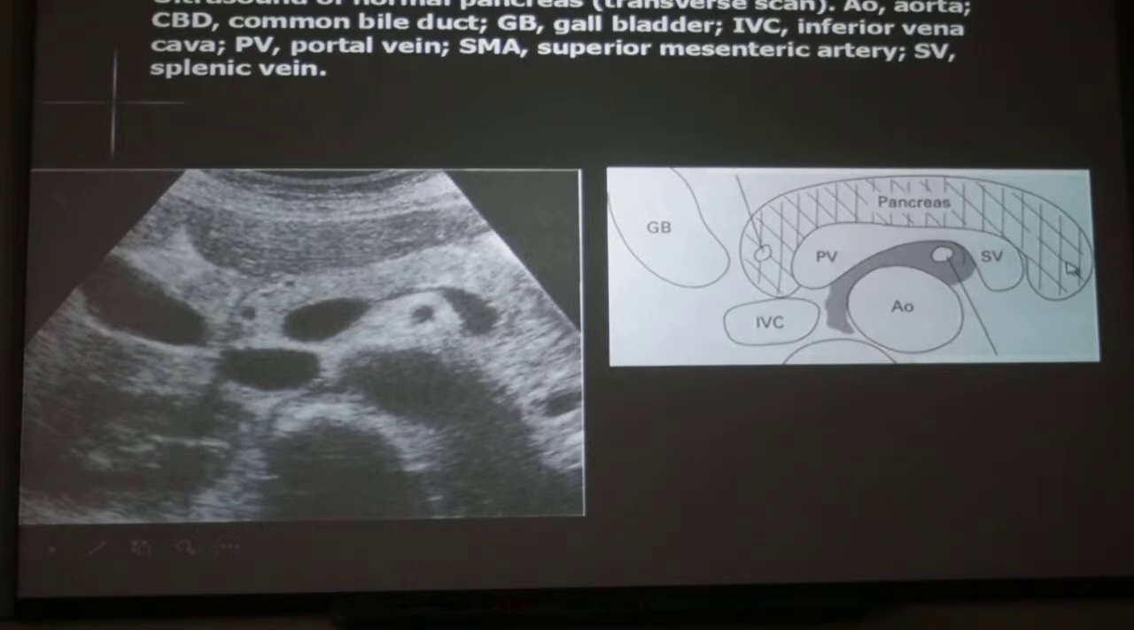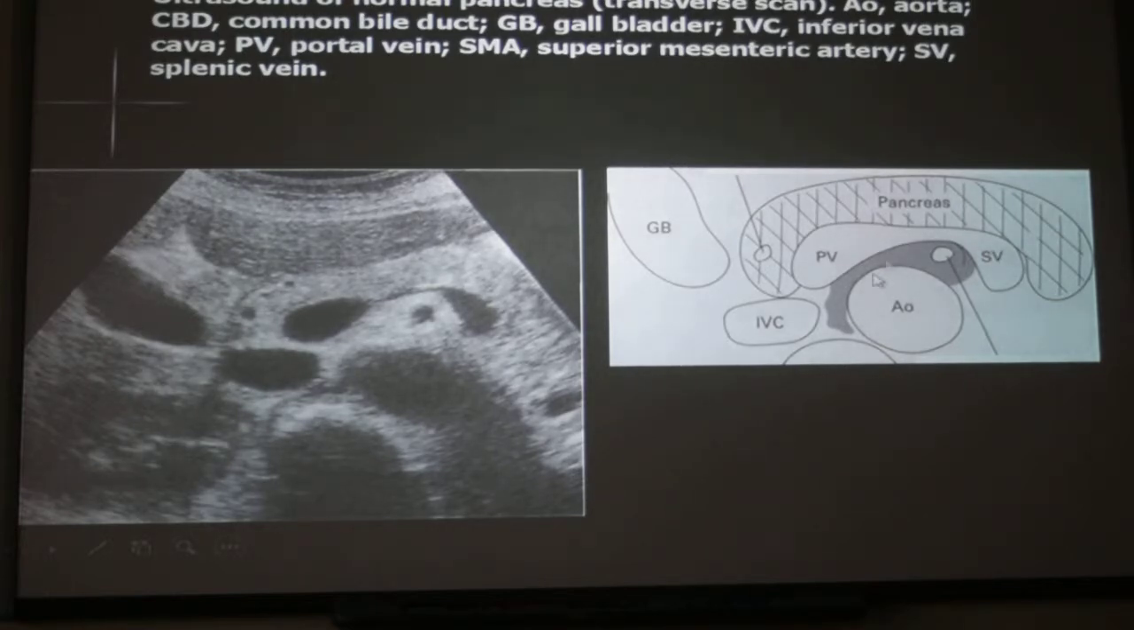How would you identify pancreas? First, try to identify the portal vein. And this is the splenic vein. So where the splenic vein comes and communicates with the portal vein, this is known as the splenoportal confluence. So try to identify these vascular structures. The structure that is immediately anterior to these is the pancreas. So if you identify the portal vein, try to figure out where the splenic vein comes and joins the portal vein, and the pancreas would be lying just anterior to it. Very much similar to this.